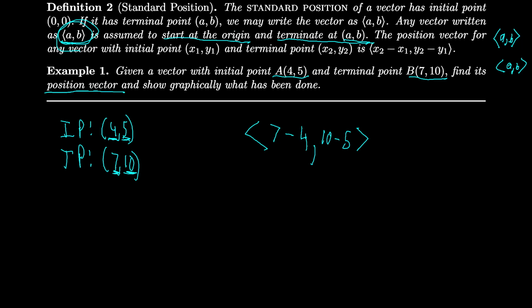Okay, and then we say that that equals, and then just do the math on each part. So 7 minus 4 is 3, and 10 minus 5 is 5. Okay, so 3, 5 is the vector that we're talking about. All right, so let's think about that for just a second.